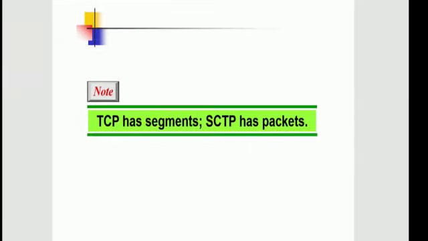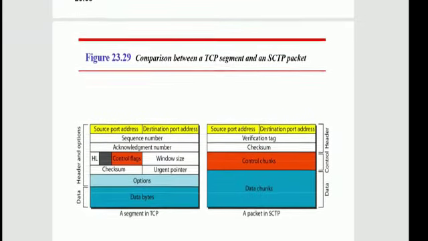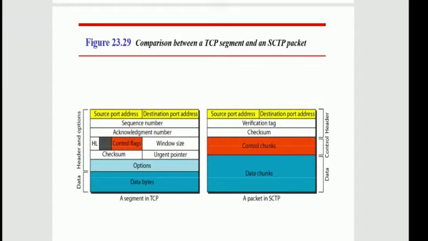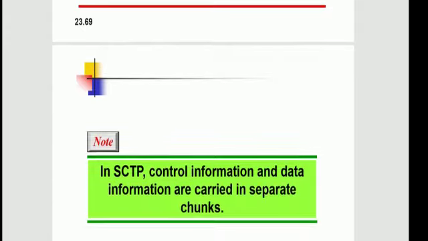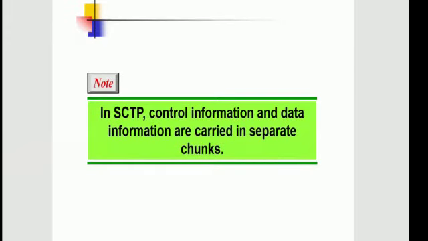TCP has segments, SCTP has packets. SCTP has to deal with packets. The given diagram shows the packet design is completely different than TCP. The data in SCTP is carried in the form of data chunks, while control information is carried in the form of control chunks, as we can observe in the given packet. In the given slide, it says that control information and data information are carried in separate chunks.